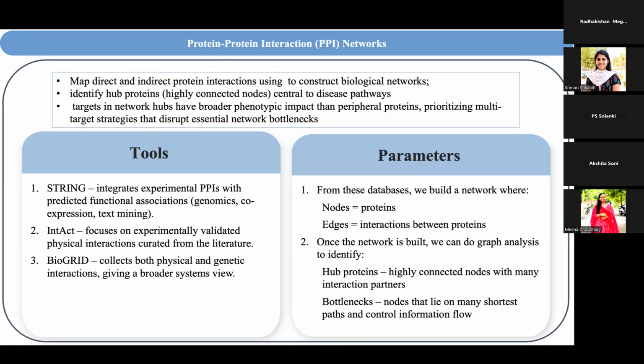Once the network is built, from the graph we have to infer the hub proteins, which are highly connected nodes with many interacting partners, and the bottlenecks, which are nodes that lie on many shortest paths and control the information flow.